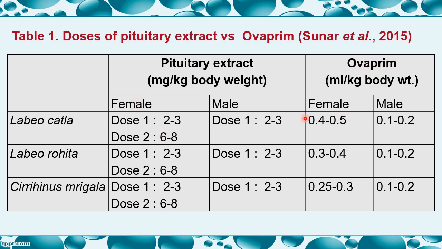But in case of ovaprim, you can see that 1 dose of 0.4 ml per kg to 0.5 ml per kg is effective for Labeo catla female, Labeo rohita 0.3 ml per kg to 0.4 ml per kg. In case of Cirrhinus mrigala, 0.25 milliliter to 0.3 milliliter per kilogram of body weight. In case of male, a single dose is required for both hormones, pituitary extract or ovaprim. But in case of females, 2 doses are required for the pituitary hypophysation technique, which is somewhat problematic because females have to be caught 2 or more times for induced breeding by hypophysation, which is overcome by the use of synthetic hormone.